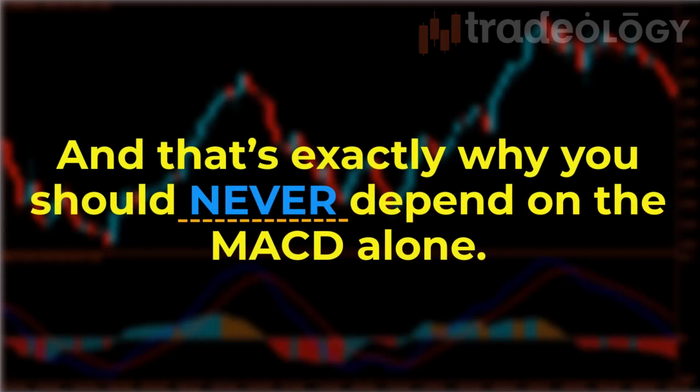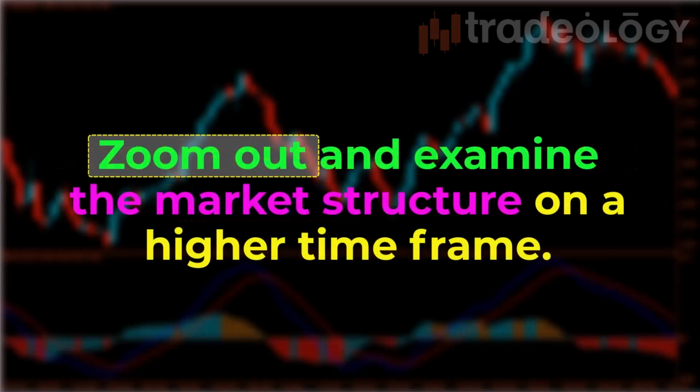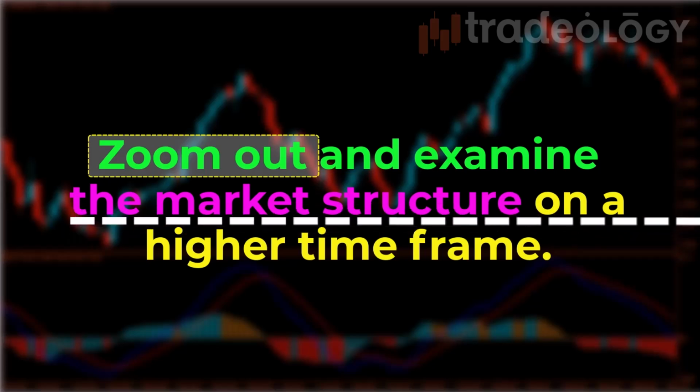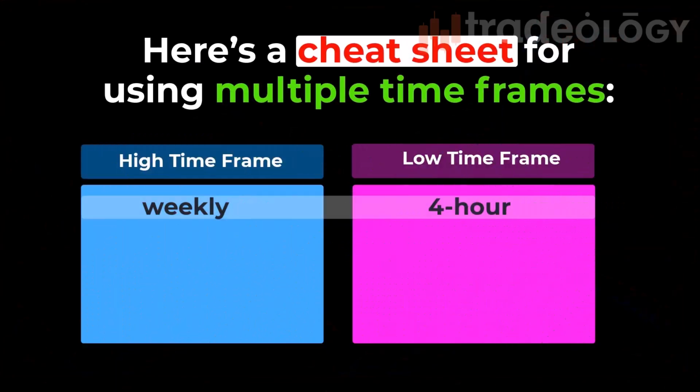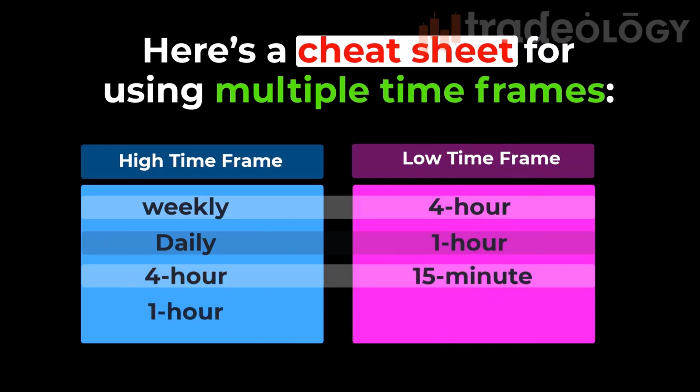So, here's what I do. First thing, I zoom out. I check the higher time frame to get the big picture. Why? Because that shows me the true direction of the market. And once I lock in on that bigger trend, I only take MACD signals that match it. This little hack is a total game changer.